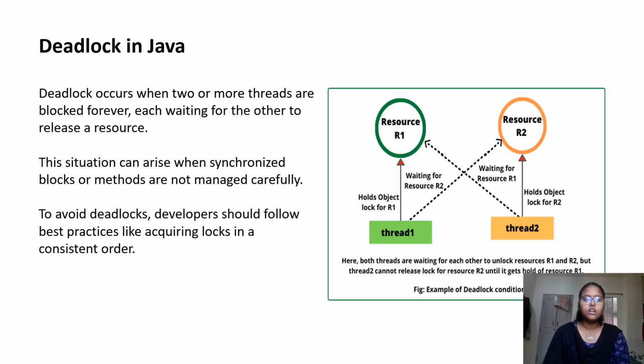Deadlock in Java. Deadlock occurs when two or more threads are blocked forever, each waiting for the other to release its resources. The situation can arise when synchronized blocks or methods are not managed carefully. To avoid deadlock, developers should follow best practices like acquiring the locks in a consistent order.